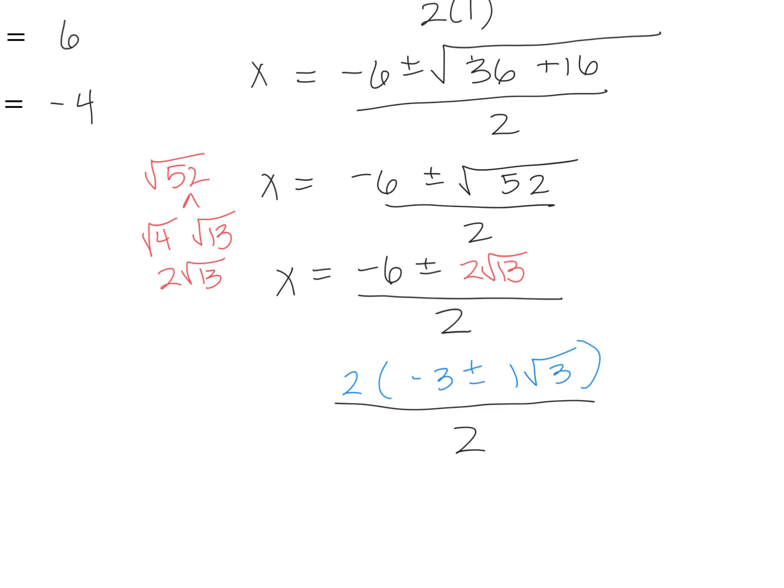and why I do that is so then we can see there's an entire factor in the numerator and denominator that's common. It's 2. If we divide it out, we're going to be left with 1s there. Here we are. And so really your final answer is x equals what I wrote in blue, negative 3 plus or minus radical 3.